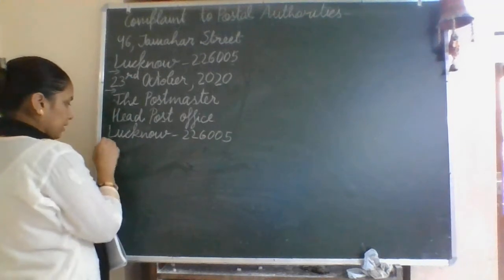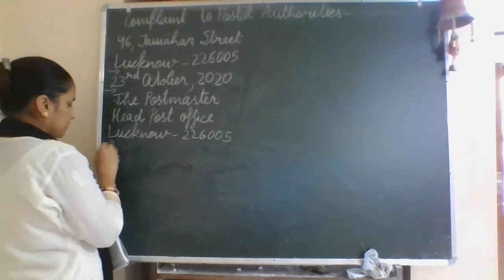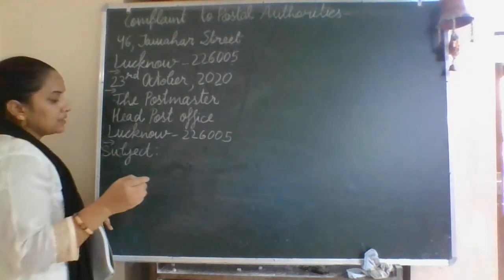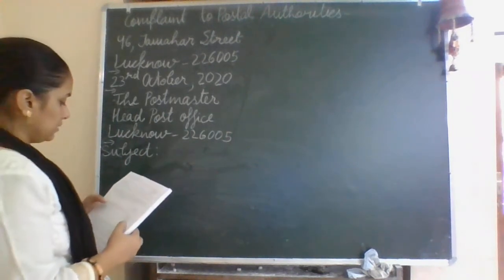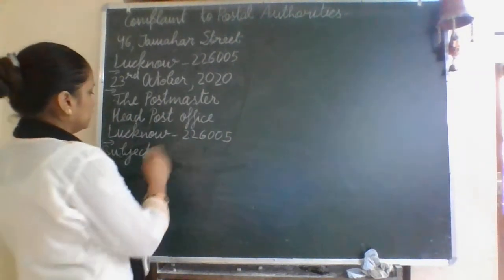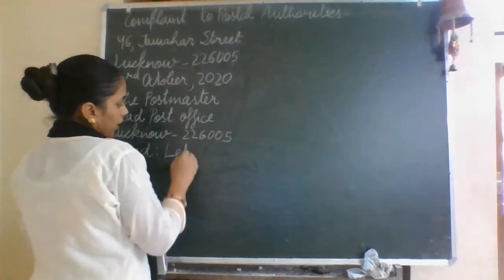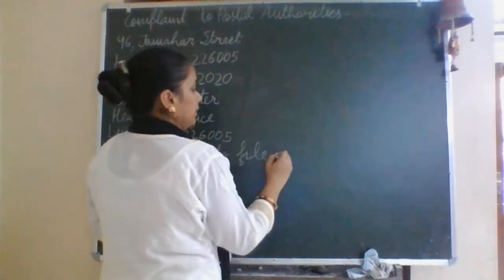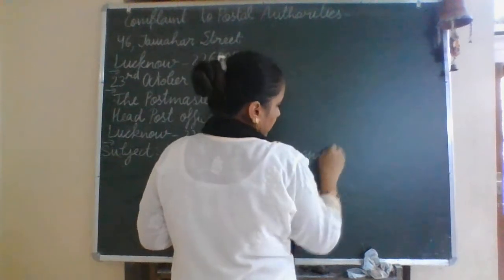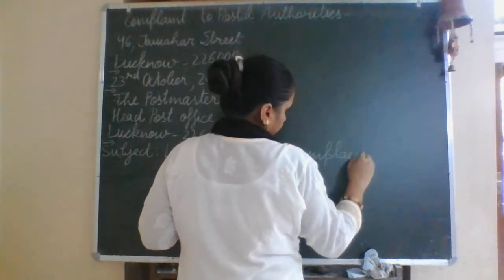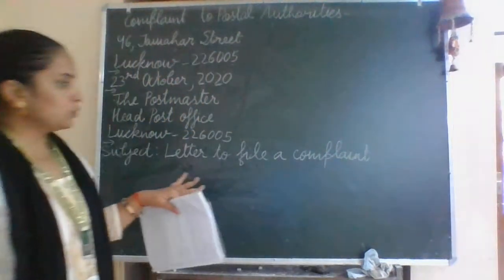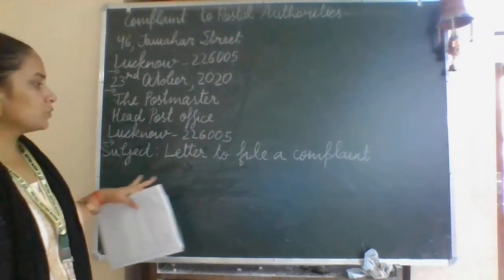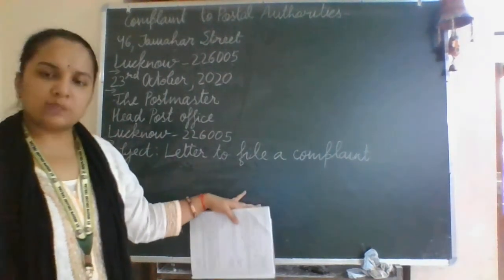Now the subject. Again you will leave some space here, and for the subject we will write like this. What is the subject? We can write letter to file a complaint. Because someone wants to complain about the services of the post office, that's why the person is writing the letter. So the subject is this, or you can write more specifically what is the problem.